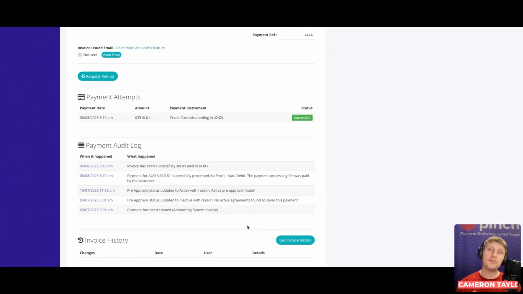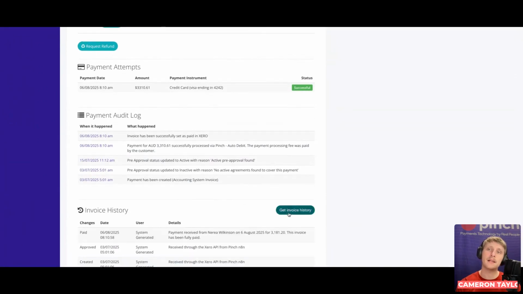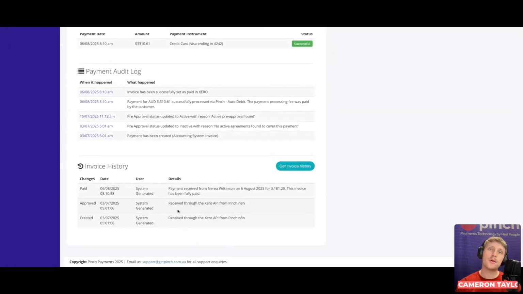On top of that, if you're connected to Xero, we can pull a live feed of the invoice history by clicking this button, which will also help us to determine whether or not something has occurred. So you can see here at 6 seconds past 5:01, the invoice was approved, and then it was immediately synced into Pinch Payments. So that's some good quality of life things to look for when you want to find detailed information about a specific invoice.